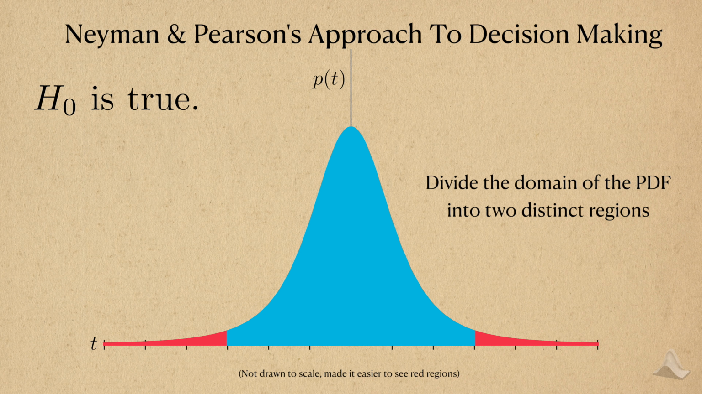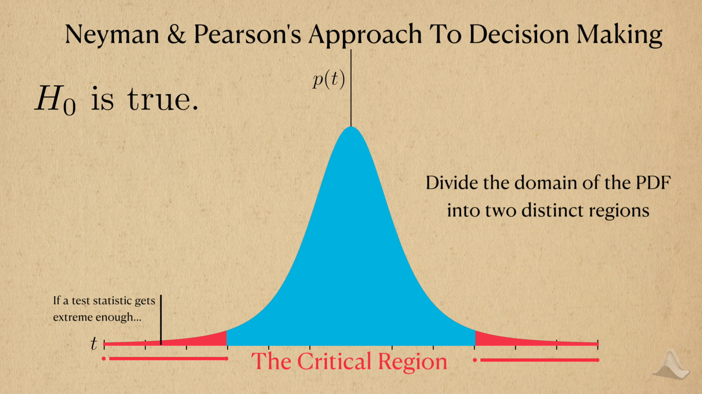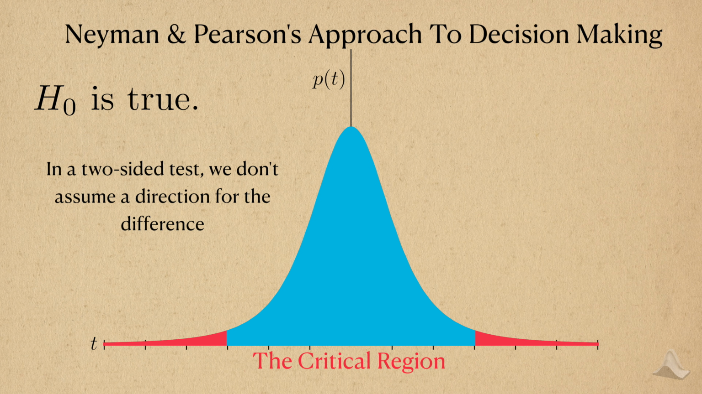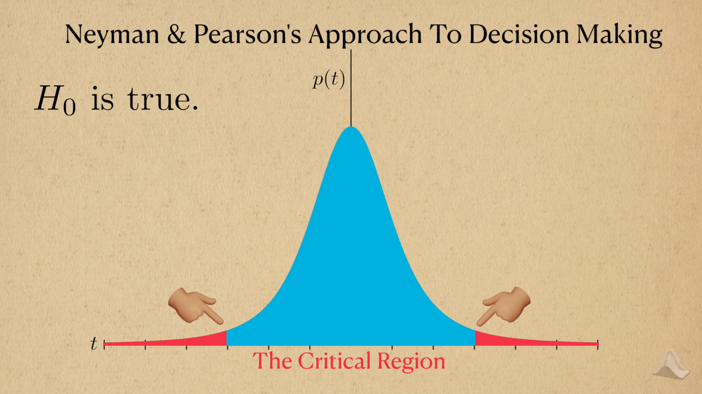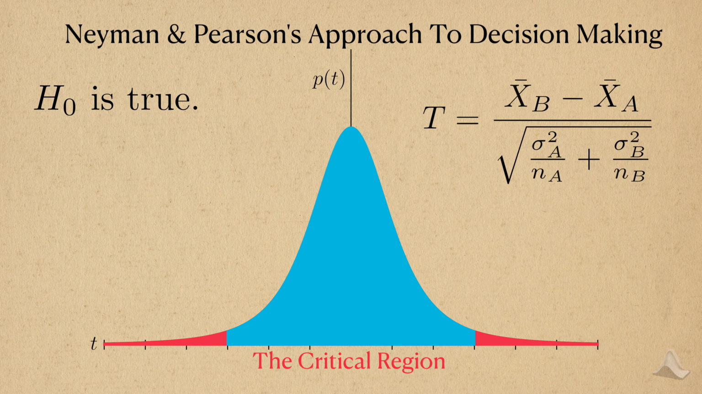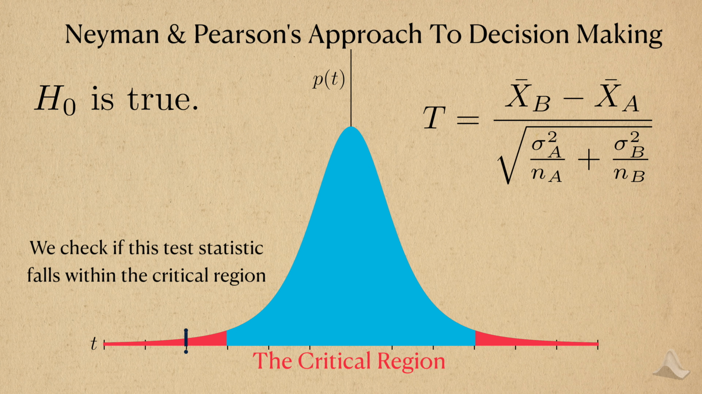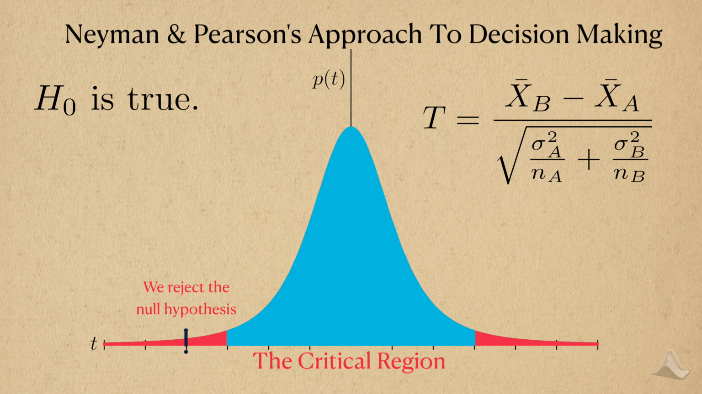Neyman and Pearson's approach divides the domain of the null distribution into two regions. Once a test statistic is extreme enough, then we should reject the null hypothesis. We'll call this region the critical region. In a two-sided test, we don't assume whose group mean is higher, so this region is defined by 2 points, one for extremely low differences and another for extremely high ones. We'll call these 2 points critical points. Once we actually collect data and calculate a test statistic, we can check if it falls within the critical region. If it does, then we reject the null hypothesis. If it doesn't, we fail to reject.